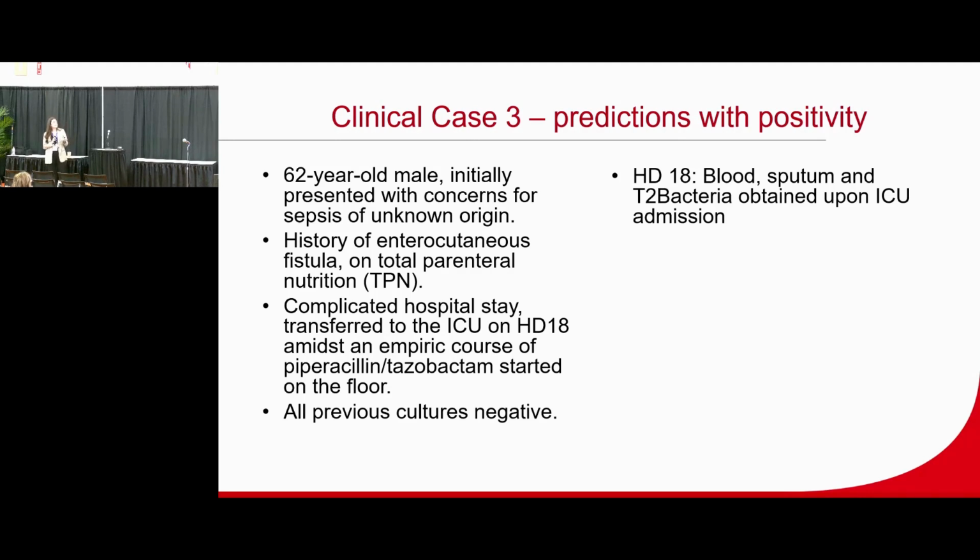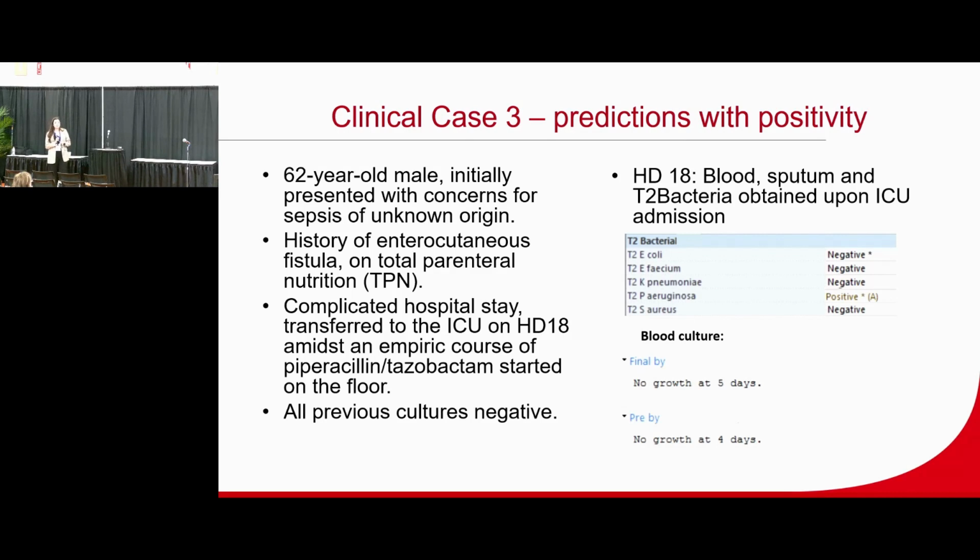So on his ICU admission, we obtained a T2 Bacteria, of course, and we obtained sputum and blood cultures. And this is what we got. Our T2 Bacteria came back very rapidly with Pseudomonas aeruginosa, and his blood cultures were no growth.